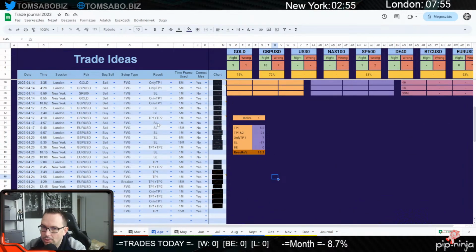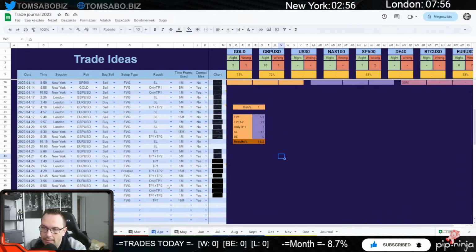So the worst losing streak this year was in April. 1, 2, 3, 4, 5 stop losses in a row. And this was a very, very bad thing because I was definitely overtrading. This was the 17th and the 20th of April. Very, very bad. But then, as you can see, 1, 2, 3, 4, 5, 6, 7, 8, 9, 10 winners in a row.